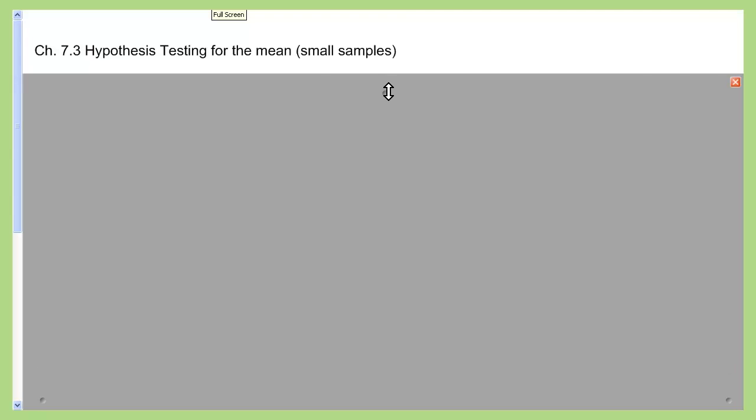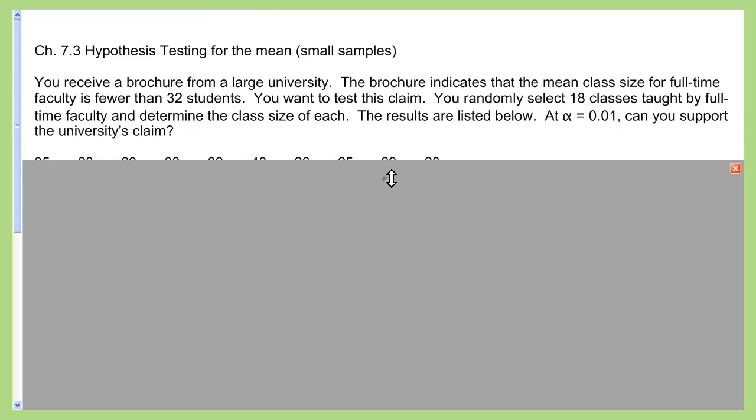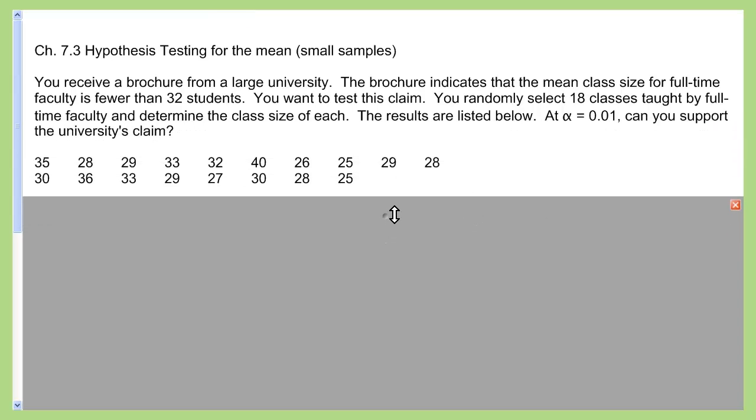Taken from Chapter 7.3, Hypothesis Testing for the Mean in Small Samples. And there's an example under Tools for Success that is almost identical to this example. So we're going to take a look at that in just a few minutes, showing you how to use the calculator. You receive a brochure from a large university.